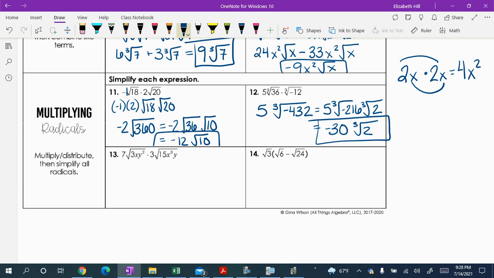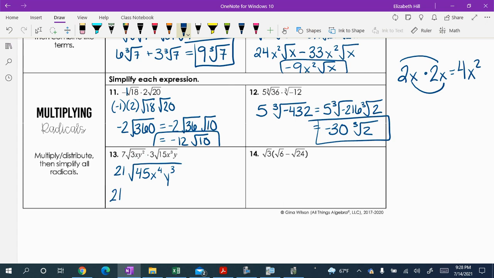How about 13 here? So 7 times 3, so that gives us 21. I'm working with square roots. I like square roots much better. 3 times 15, so that's 45. X times x to the 3rd is x to the 4th. X squared, y squared times y is y to the 3rd. So now we're going to break this up.